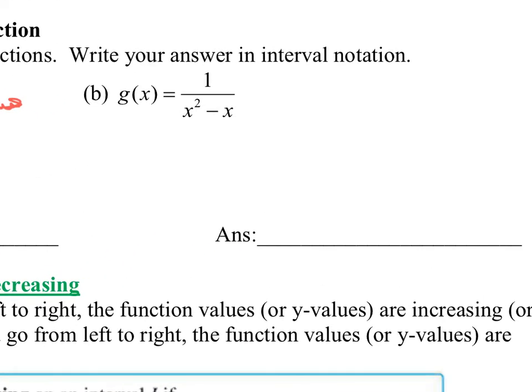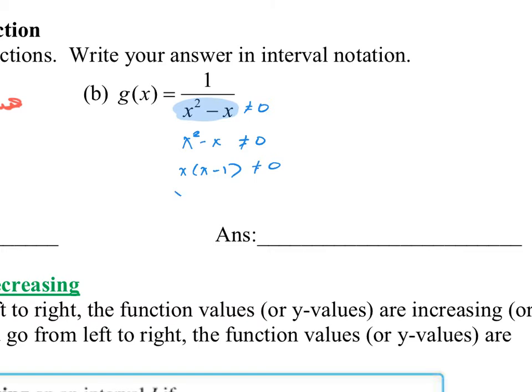Here's a nice fraction. If you remember with fractions, whatever's in the denominator, you do not simplify first. Whatever's in the denominator cannot equal 0. So in this case, we have x squared minus x cannot equal 0. To solve that, there's multiple ways we can do it, but the best way would be to factor out an x. If I factor out an x, x squared divided by x is x, and negative x divided by x is negative 1. So that factors into x times x minus 1.